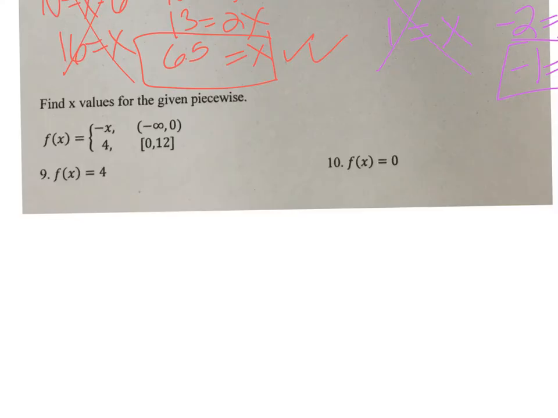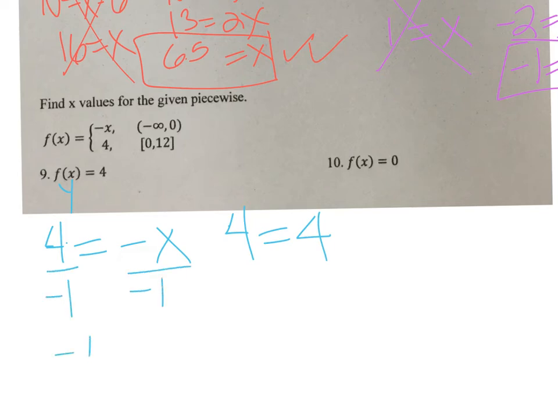All right. We got new functions here. Again, we're finding the x values. They're giving us the y because f of x just means y. Okay, so y equals 4. So I'm going to plug it into both. 4 equals negative x. And I have 4 equals 4. So that looks a little funny, huh? We'll get to that. So if I divide both sides by negative 1, then I get negative 4 equals x.